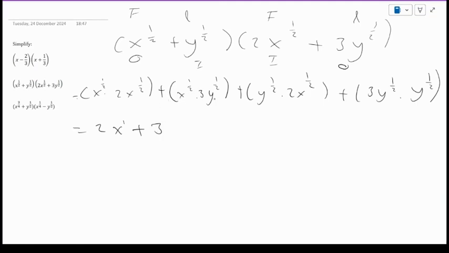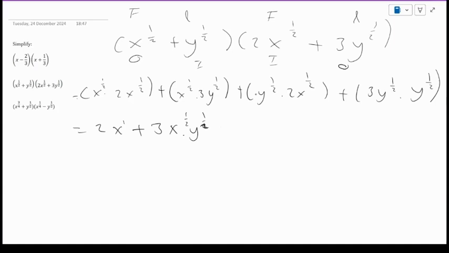Now, x times y, we just leave it like that, right? We just leave it like that because these are not like terms, so we can't do anything with them. They don't do anything to each other. We just leave it like that. That's x to the power half and y to the power half. They are multiplying each other, yes, but they won't affect each other in such a way that we have to add the exponents. No, we don't do that.